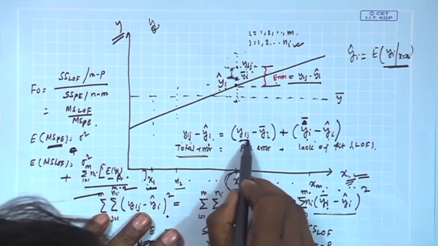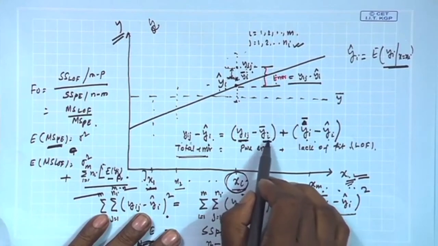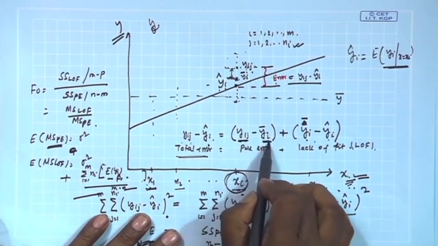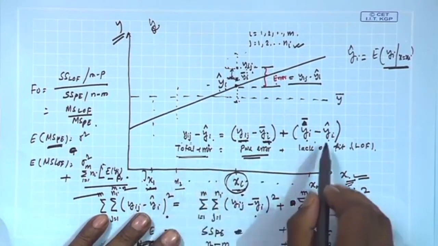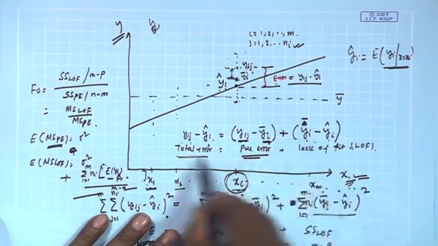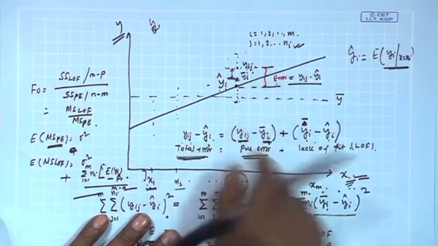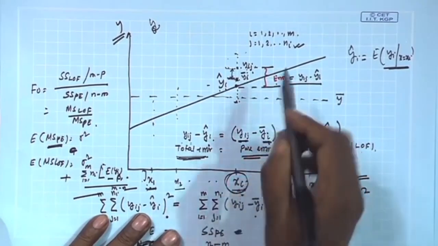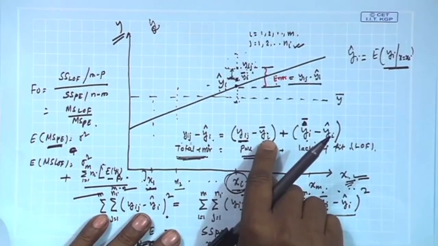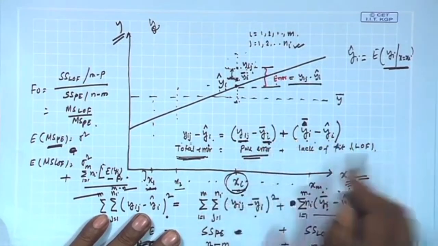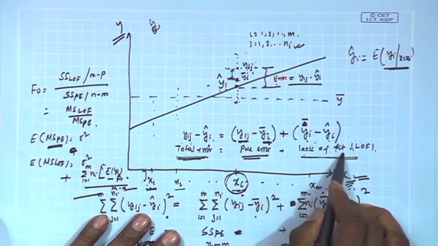So, each observation here is subtracted by its observations' mean. So, this is giving you pure error. And the remaining one, because total error is what? Every observation minus the predicted value. So, if pure error is every observation minus those observations' mean value or average value, then the rest is lack of fit.